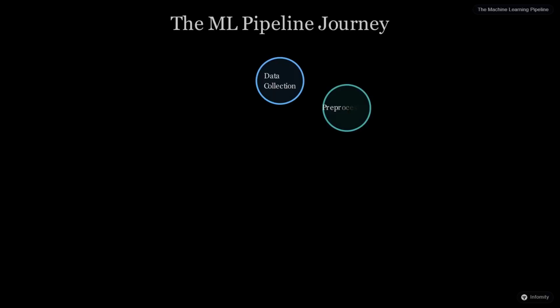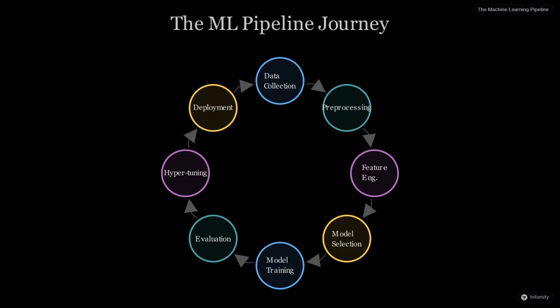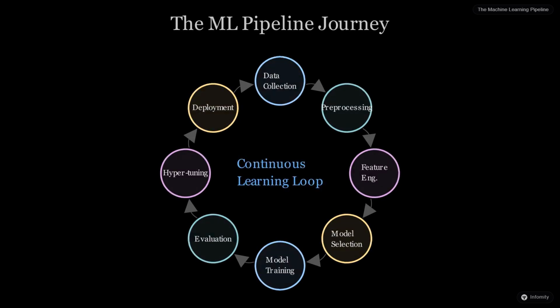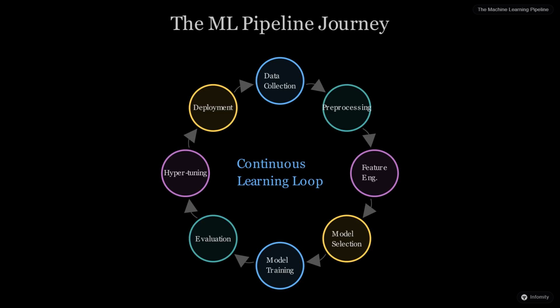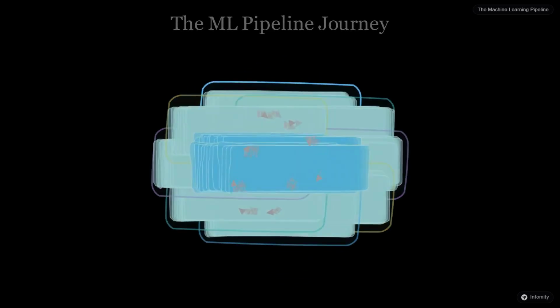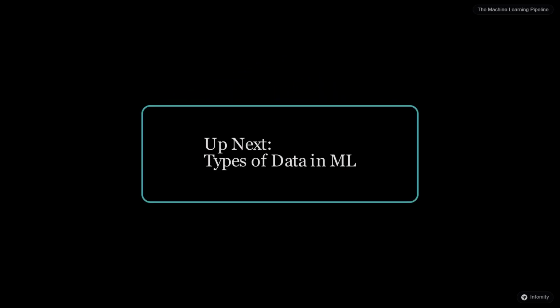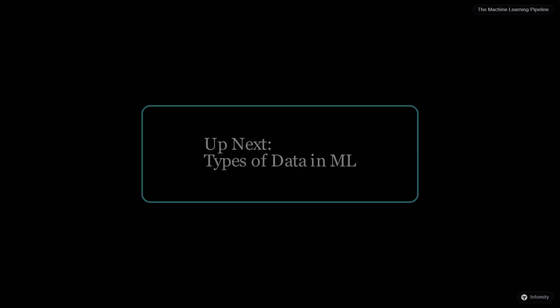We've now journeyed through the entire machine learning pipeline, from collecting raw data to deploying and monitoring our models. Each step: data collection, pre-processing, feature engineering, model selection, training, evaluation, hyperparameter tuning, and deployment with continuous monitoring is interconnected and crucial. Remember, this isn't a linear path, it's often an iterative process. In our next video, we will dive deeper into the very first step by exploring the different types of data used in machine learning.